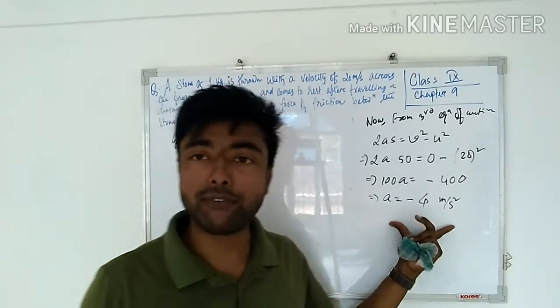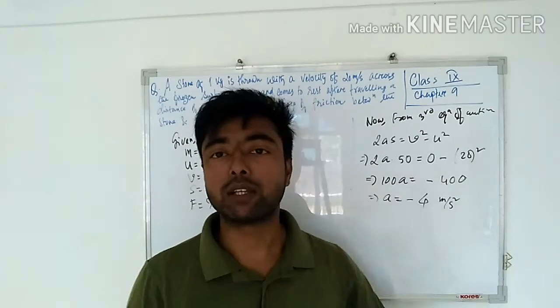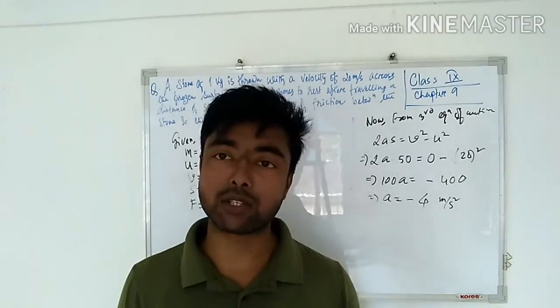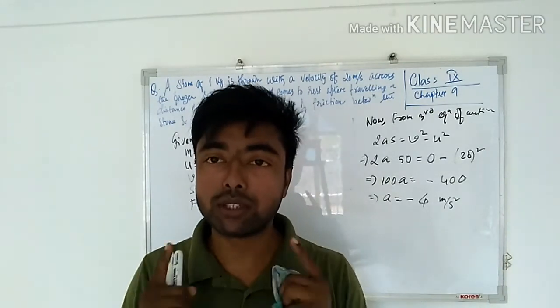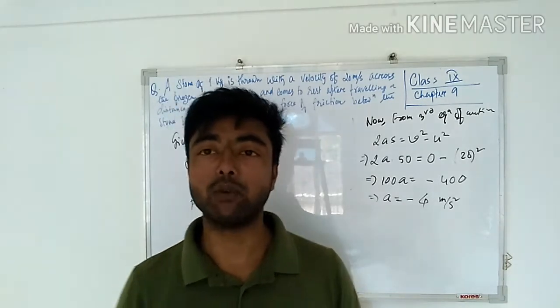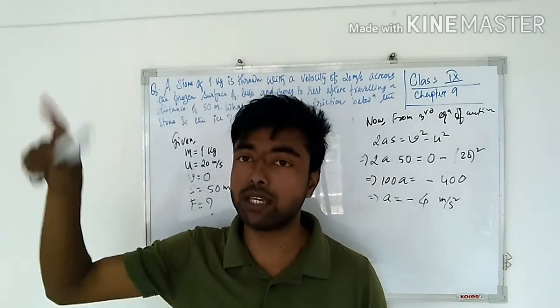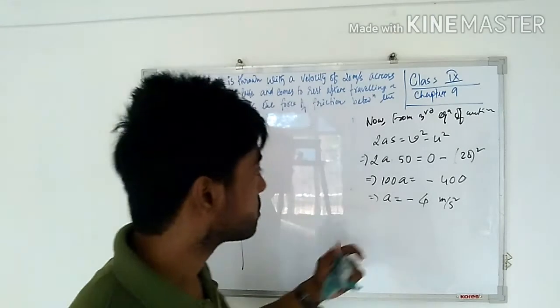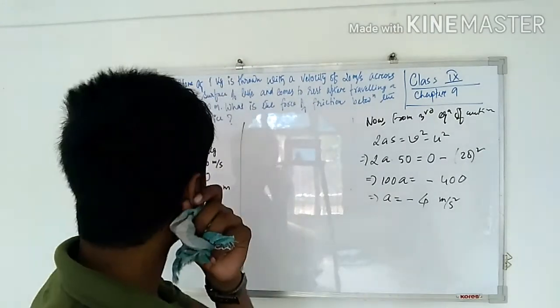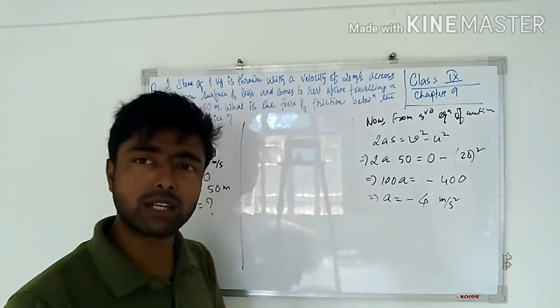Okay, so if you have made some mistake somewhere, it will not come out negative. If it is not coming negative, you should think instantly that you have made some mistake. So you should check again from the first. Okay, so it's done now. And next, you need to find out the force. Now you can easily find out the force.